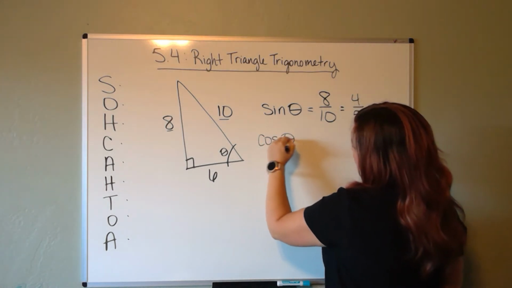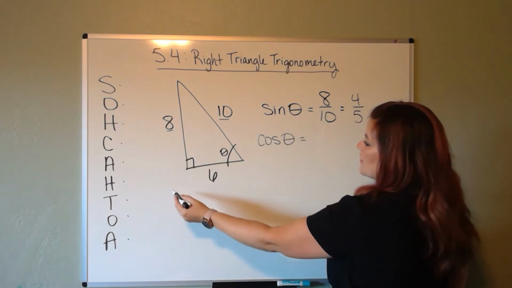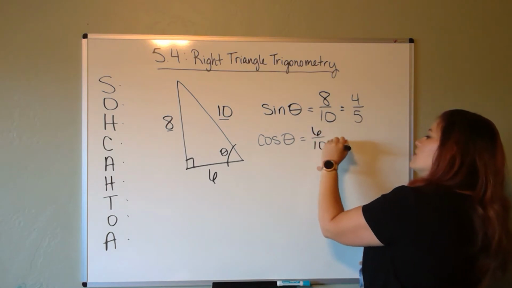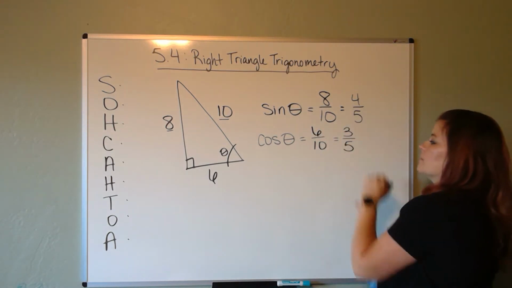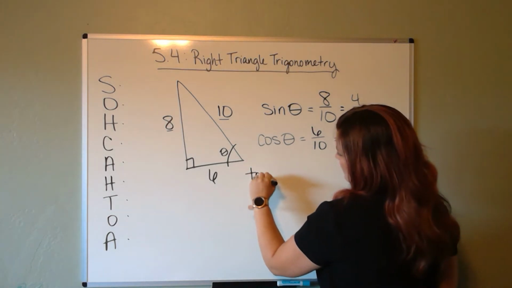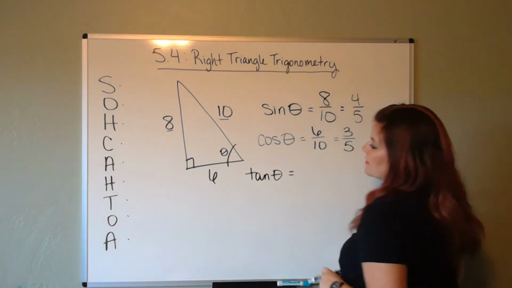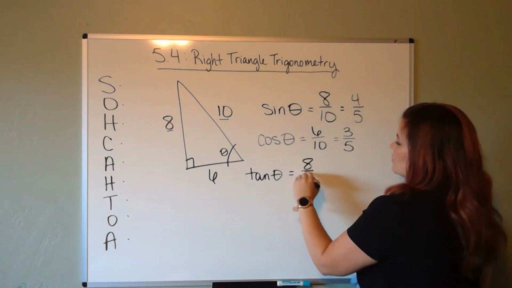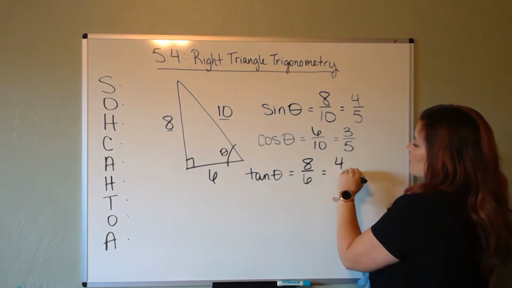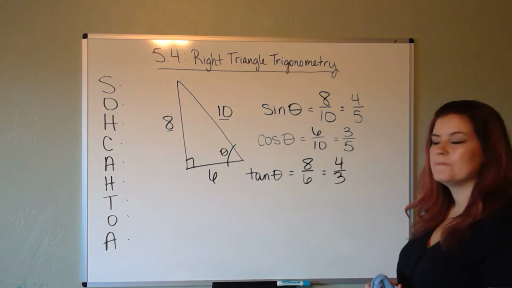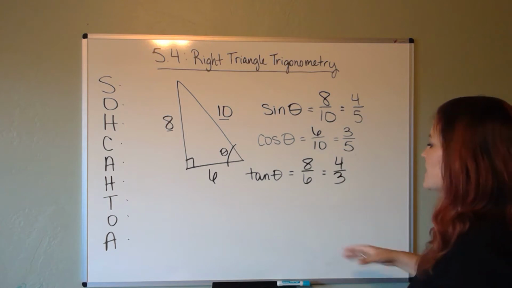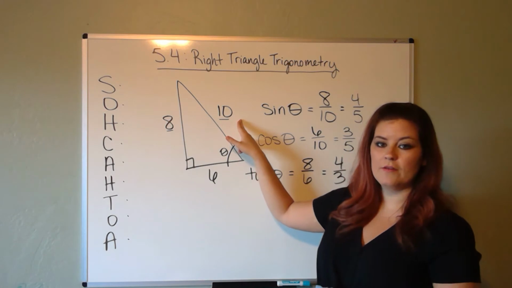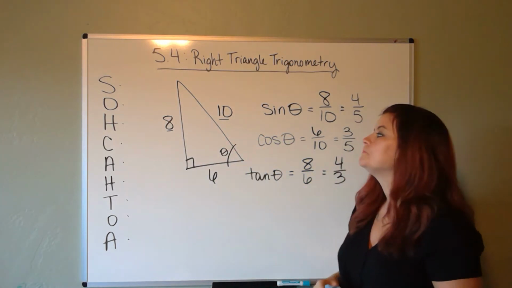Cosine, adjacent over hypotenuse. So 6 is the adjacent side. So we get 6 over 10, or reduce it to 3 over 5. The tangent is opposite over adjacent. So that would be 8 over 6, or 4 over 3 when we reduce. So like I said, we didn't have to know what theta was. We just knew the sides of this triangle and how they work together.